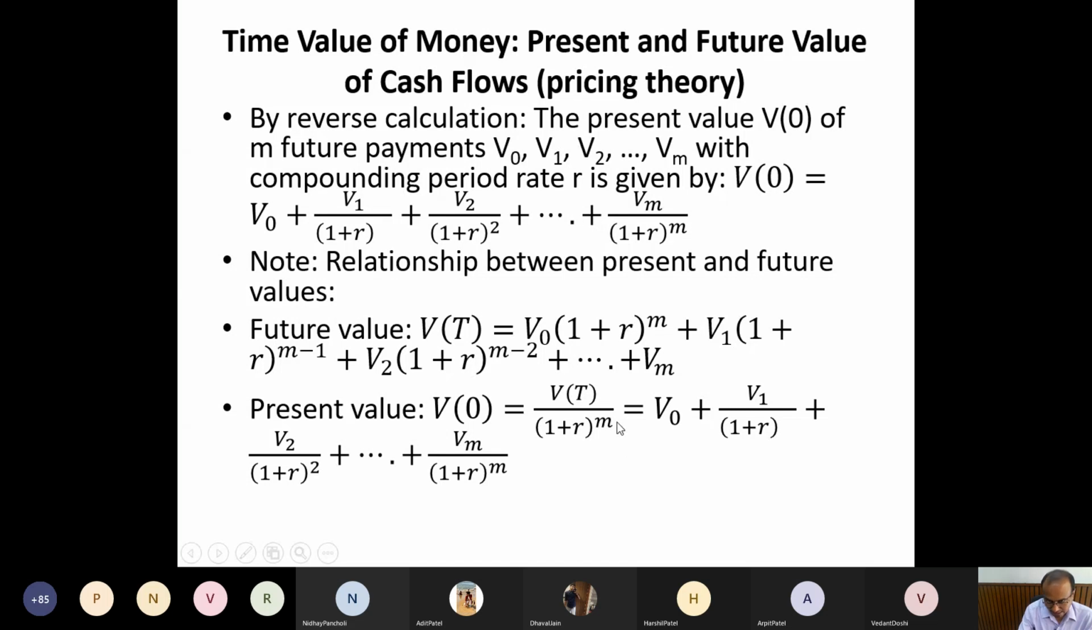Usually we use the compounding interest, right? The simple interest practically may not be used, right? Or continuous compounding is not practical. So we use this discrete compounding. I hope it is clear, the present value and the future value of cash flow, which is also called pricing theory in finance. We are not going into the detail, right? We are just interested in the calculation and how it will help in the planning.